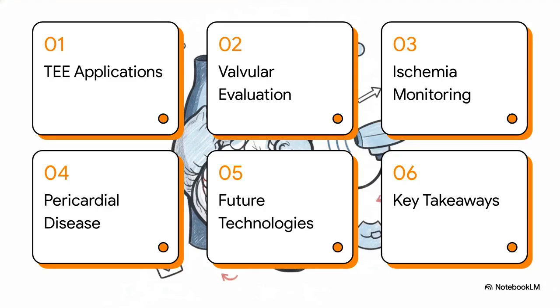So here's our game plan for today. We're going to kick things off with a really deep dive into valvular evaluation. Then we'll pivot to monitoring for ischemia. After that, we'll quickly touch on pericardial disease, take a little peek into some future technologies, and then wrap it all up with the key takeaways. Sound good? Let's get started.